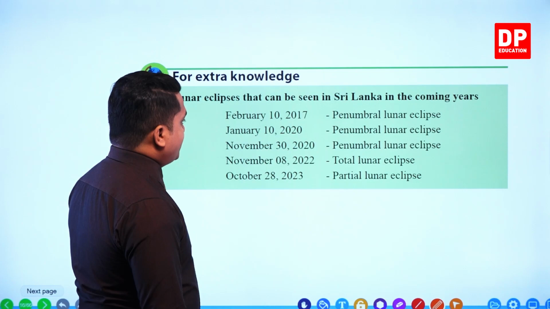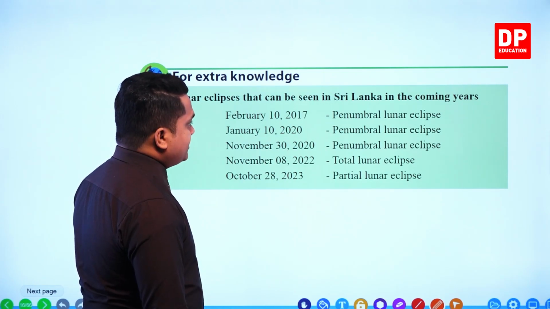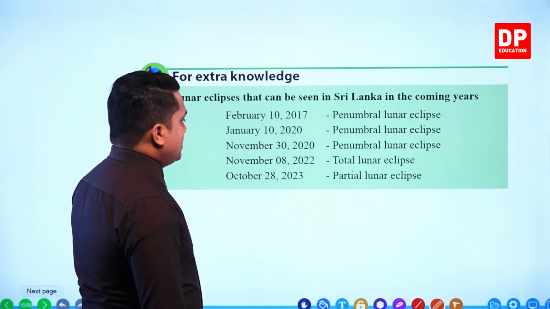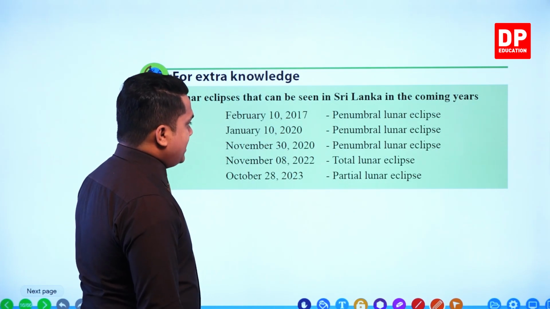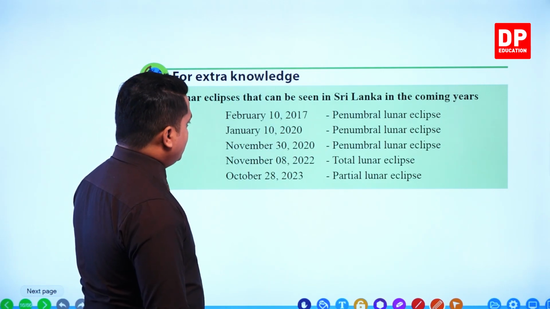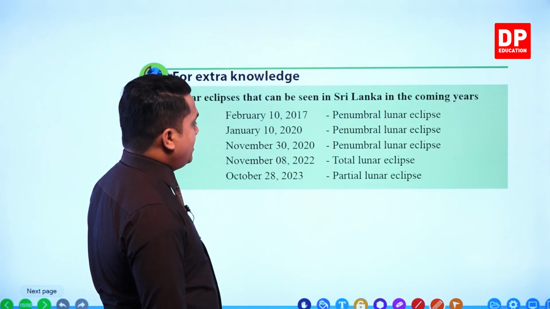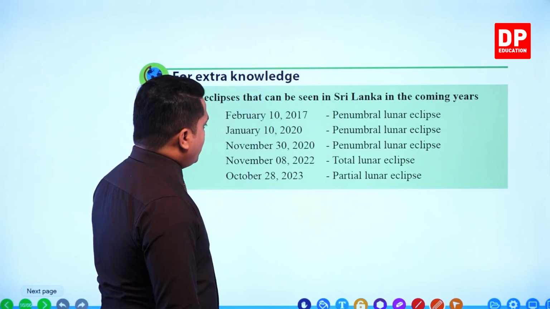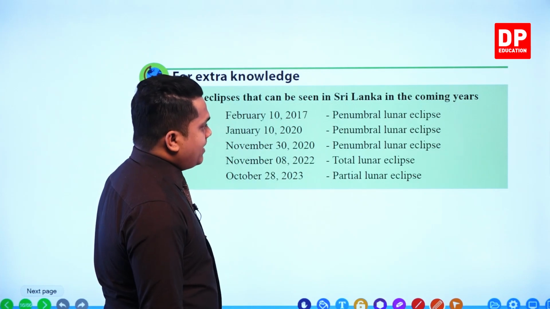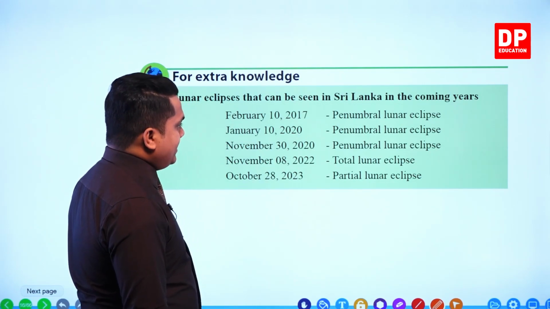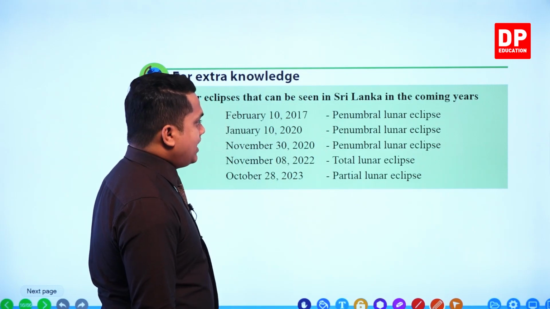There was a lunar eclipse on February 10, 2017, and it is a penumbral lunar eclipse. Once again, there was another one on January 10th, 2020, which is once again a penumbral lunar eclipse. And on 30th November 2020. So the first one was on 10th February 2017, a penumbral lunar eclipse. Then the next one is on January 10th, 2020, penumbral lunar eclipse once again. Then November 30th, 2020, once again a penumbral lunar eclipse.